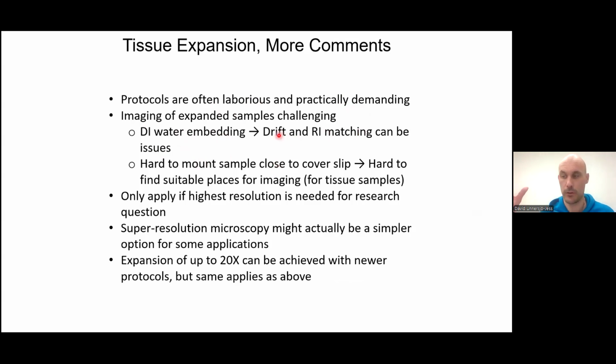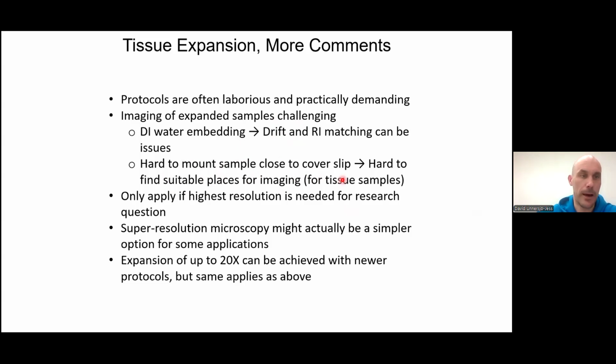Also, since these samples are very wobbly, the more you expand them, the more porous and wobbly they are. So it can be pretty hard to mount them in a stable way, and drift can also be an issue. And again, we also touched upon this already: since you are now expanding, this is especially true for tissue samples. At the interface or at the surface of the tissue, you will always have these valleys or unevenness.